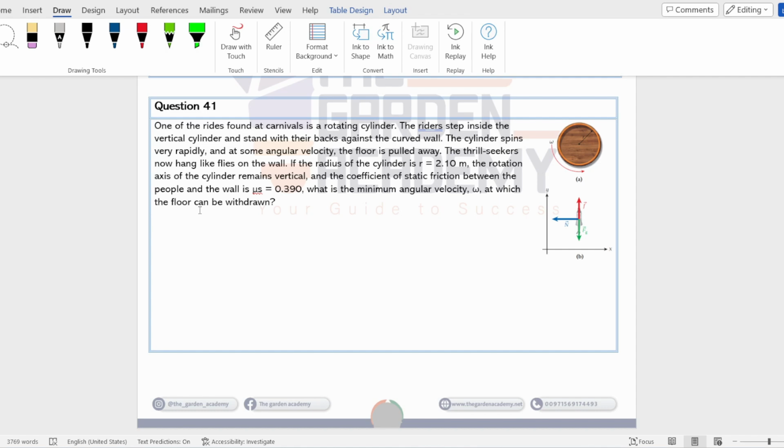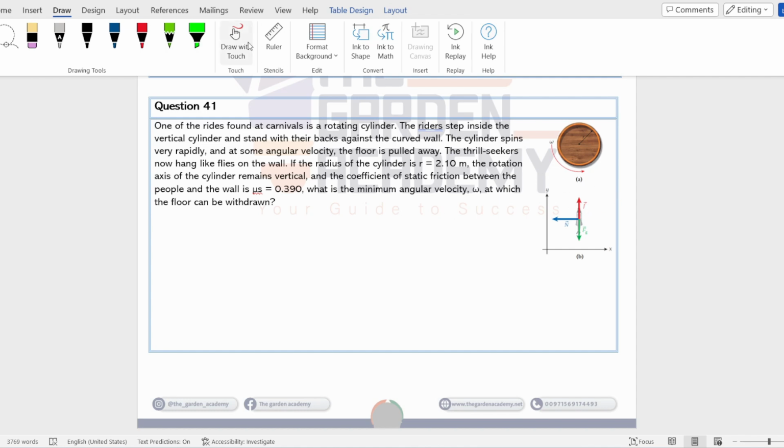Right. Now to solve this question, we have to know how to draw the free body diagram. In this case, we have three forces acting on the riders. We have the friction force upward. Why? Because as the riders are stuck against the wall, the only force that keeps them from falling down is the friction force. In this case, it is always against the direction the object would otherwise move. The person would usually go down, so the friction force will be in the opposite direction, meaning it will be upward.